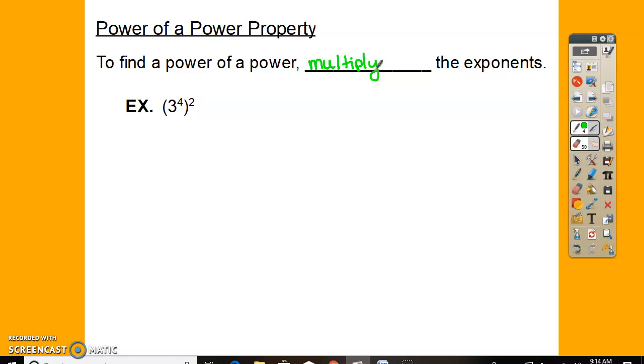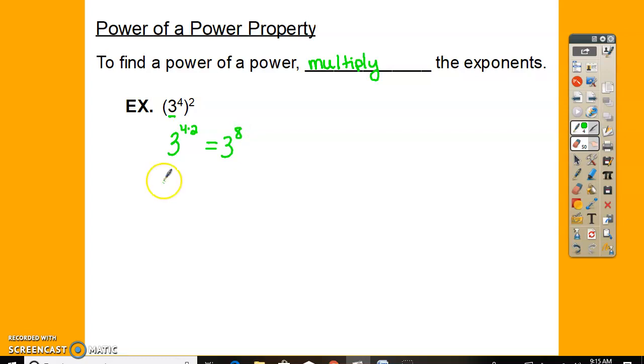So when I have a power raised to another power, okay, so basically a double set of exponents, the shortcut is to leave the base the same and multiply the exponent. So in this case, I have 3 as my base. Originally, it's being raised to the 4th power. Then that entire piece is now being raised to the 2nd power. So the shortcut is my base stays the same, and I multiply those 2 powers together. So this becomes 3 to the 8th power.